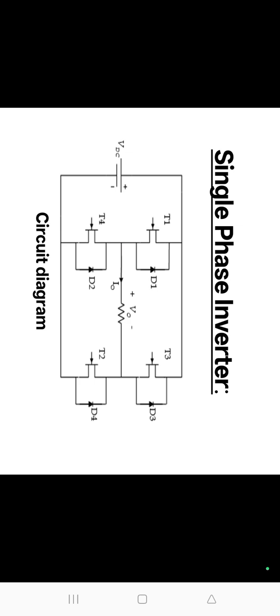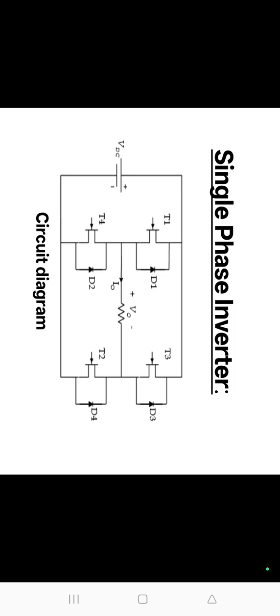Even though T1 and T2 are gated at t equals 0, they will not turn on because T1 and T2 are reverse biased by voltage drops across diodes D1 and D2. When the current through D1 and D2 falls to 0, T1 and T2 become forward biased by voltage Vs. Thus, T1 and T2 are turned on for the period of T/2. Now the load current I0 is positive.